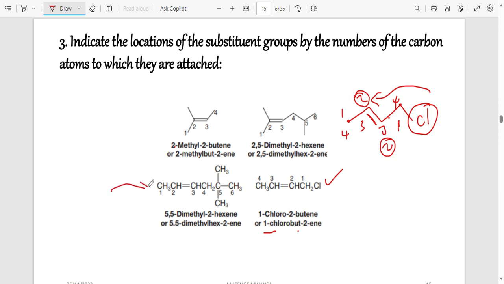Now for this one, if you start counting from this direction, the groups will receive position number 2. But priority does not go to the group, priority goes to the double bond. So that's why we start counting from this direction. You can see I've got two groups, two methyls at position number 5. So that is 5,5-dimethyl. And then this one has got 6 carbons, hex, and then 2-ene.